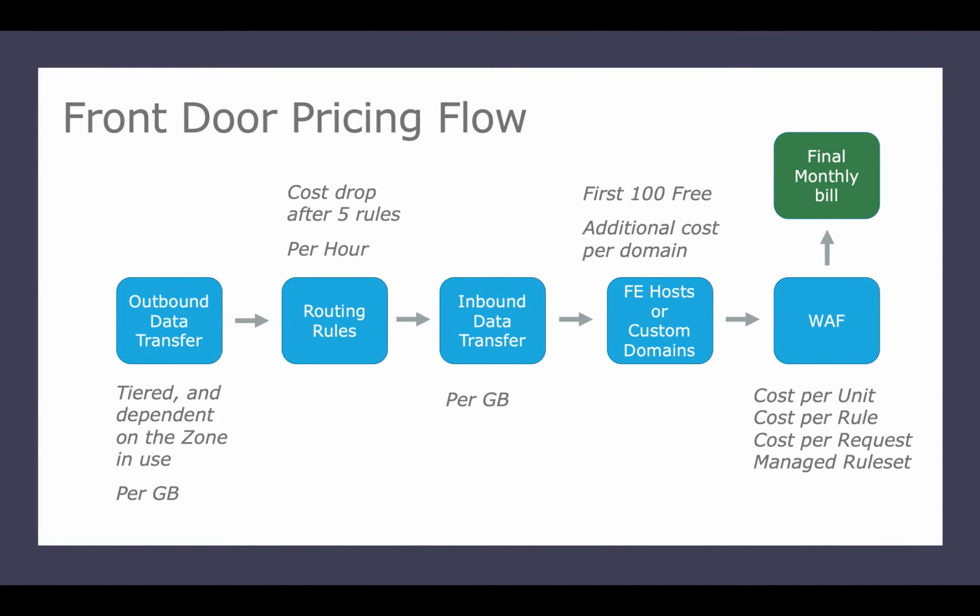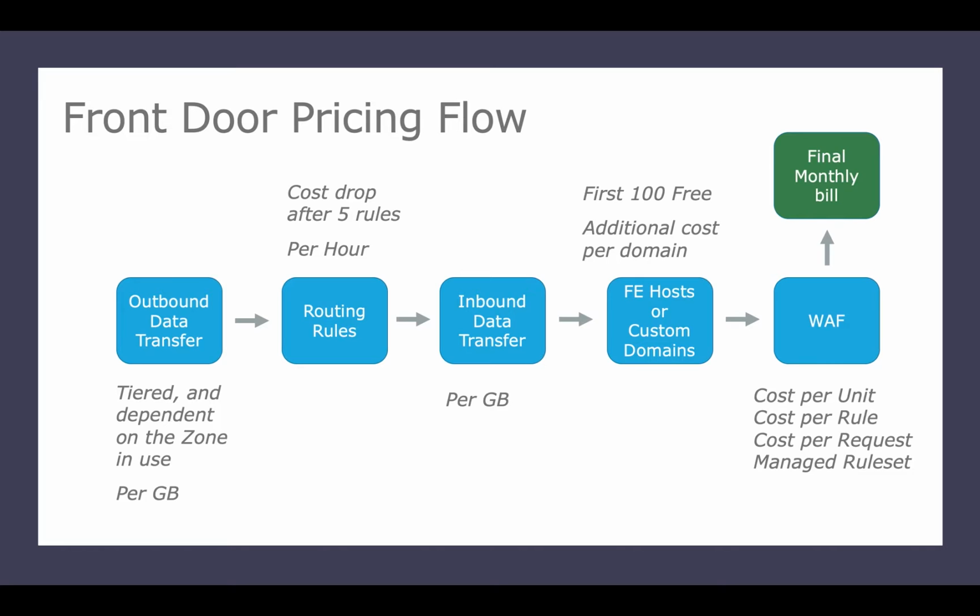So finally, just to look at the flow of the pricing, because I think this is important to understand that there are multiple elements to Azure Front Door when it comes to pricing. You start with your outbound data transfer. That's tiered, dependent on the zone in use, the geographical zone that is, and that's charged per gigabyte. The routing rules then come into play. Remember, the costs drop after you have 5 or more rules, and that's charged per hour.